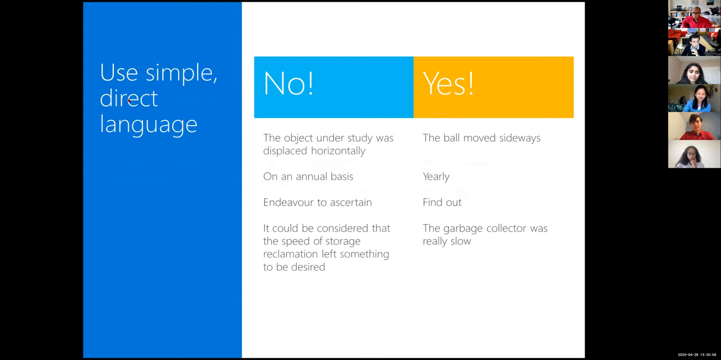So use simple and direct language. Instead of the object under study was displaced horizontally, just say the ball moved sideways. Instead of on an annual basis, just say yearly. Instead of endeavor to ascertain, say we next sought to find out. Instead of it could be considered that the speed of storage reclamation left something to be desired, say the garbage collector was really slow. Okay? So just speak English. Nobody wants to read this.